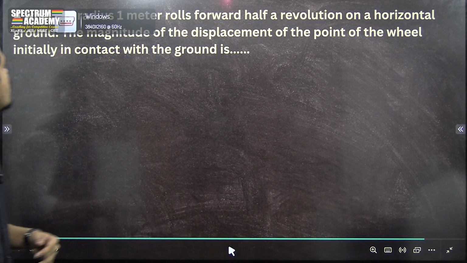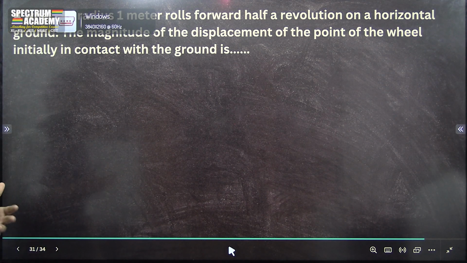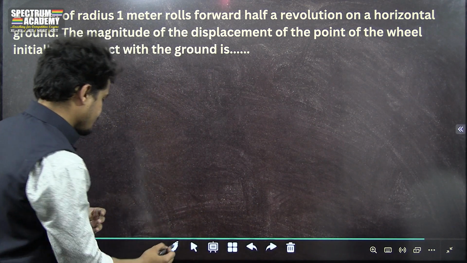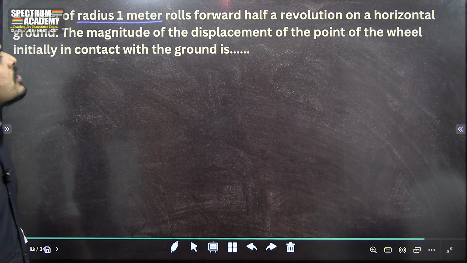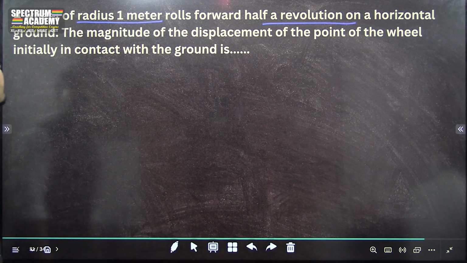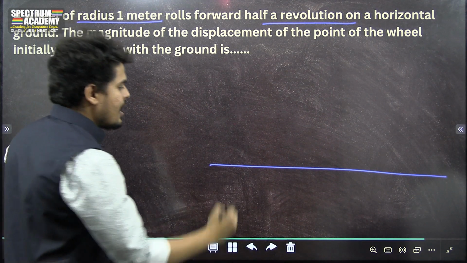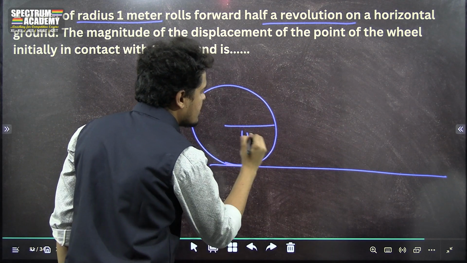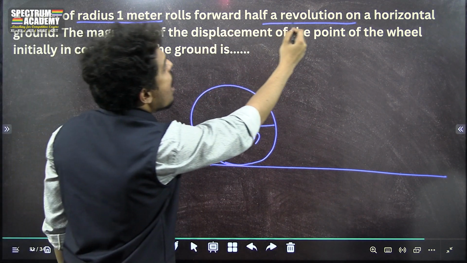Okay. Now, this question refers to the speed, velocity, displacement, these three things. So the question is, a wheel of radius 1 meter rolls forward half a revolution on a horizontal ground. यानी मेरे पास एक horizontal ground है, इनिशियल एक व्हील है, उसकी रेडियस है 1 मीटर. Now this wheel rolls forward half a revolution.